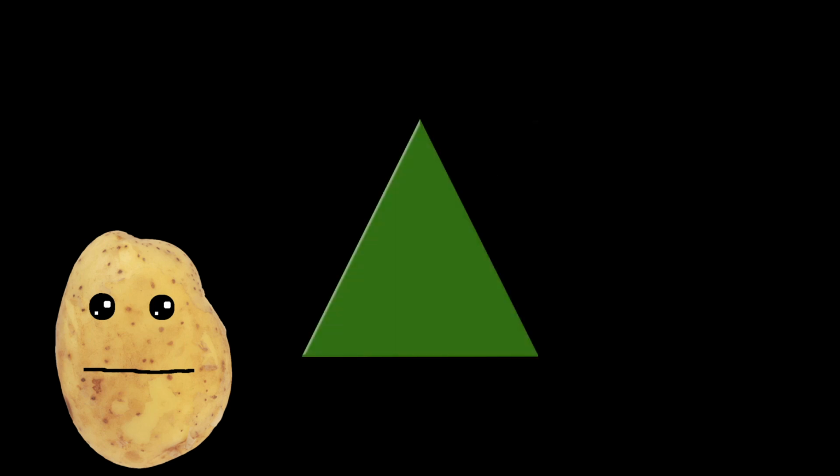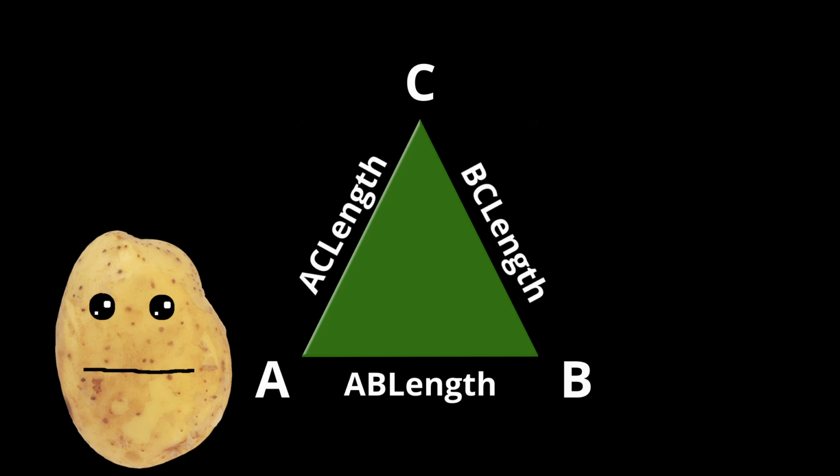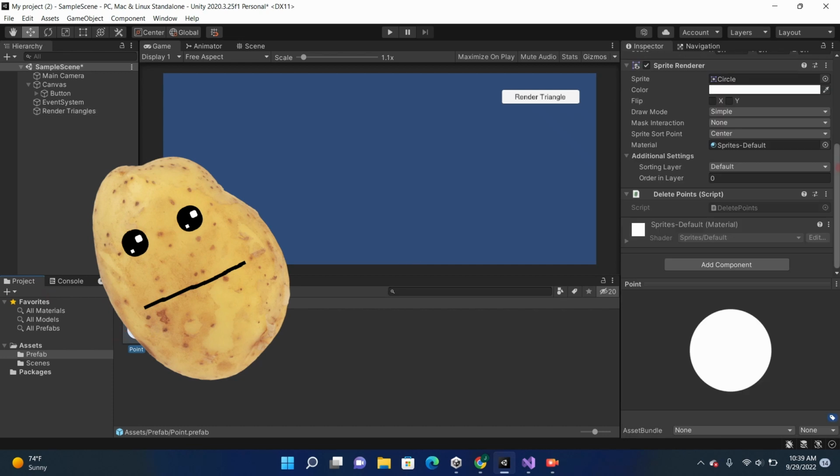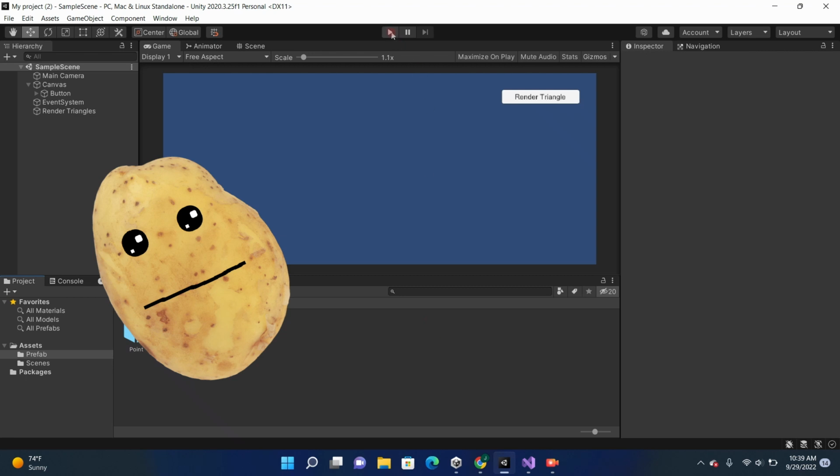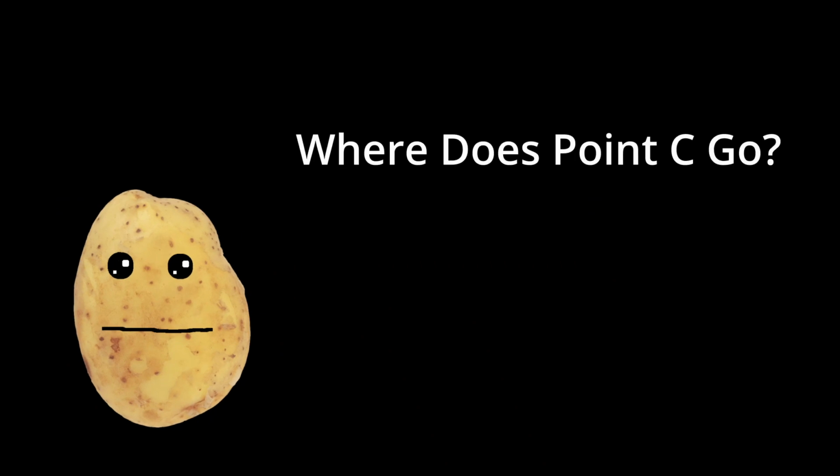Now that my button can render a point, I added 3 variables to my program to represent the side lengths of the triangle. Since I'm naming the 3 points of the triangle point A, B, and C, my side length variables are AB length, AC length, and BC length. I changed my render triangles function so that it creates another point, point B, at the position of point A plus AB length. I also used a line renderer Unity comes equipped with and drew a line between the 2 points. Now I have one side of the triangle. If I could just figure out where point C goes, then I could draw the rest of the triangle.